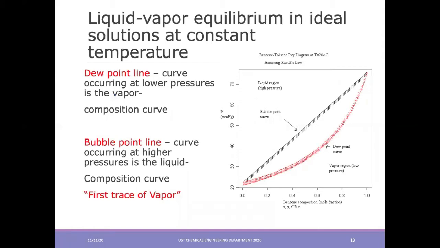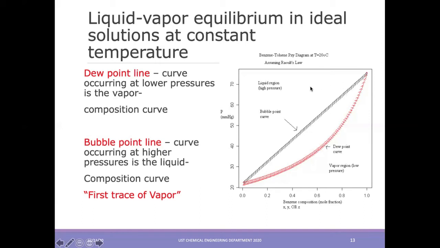Now, the dew point line, this is the curve occurring at low pressures. This is called the vapor composition curve. The curve occurring at low pressure is the dew point line as represented by this figure, and the area below it includes points corresponding to the system which, at low pressure, has a vapor phase. The curve occurring at high pressures we call the liquid composition curve or the bubble point line. So this is the bubble point curve here.